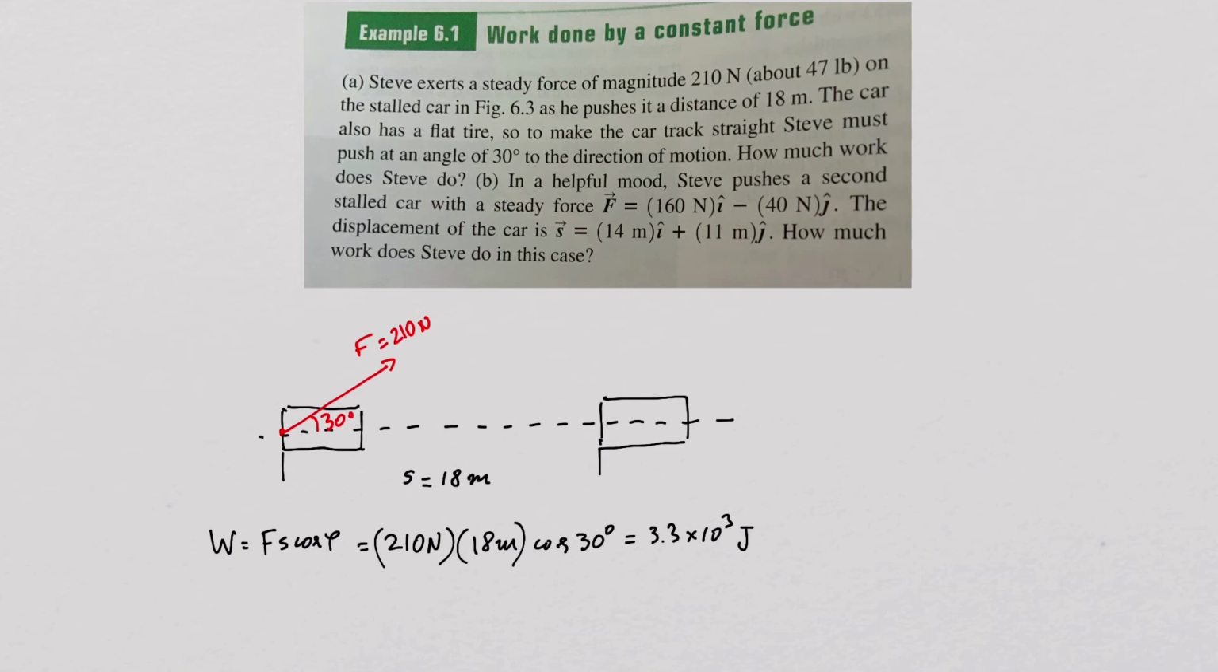Now let's look at the second part of the question, and that is, if Steve pushes with a force given in unit vector notation by this vector, and the displacement of the car in unit vector notation is given by this vector, how much work does Steve do? For this second part of the problem, I'm going to use the definition of work in terms of dot product between the applied force and the displacement. So work is equal to F dot S.